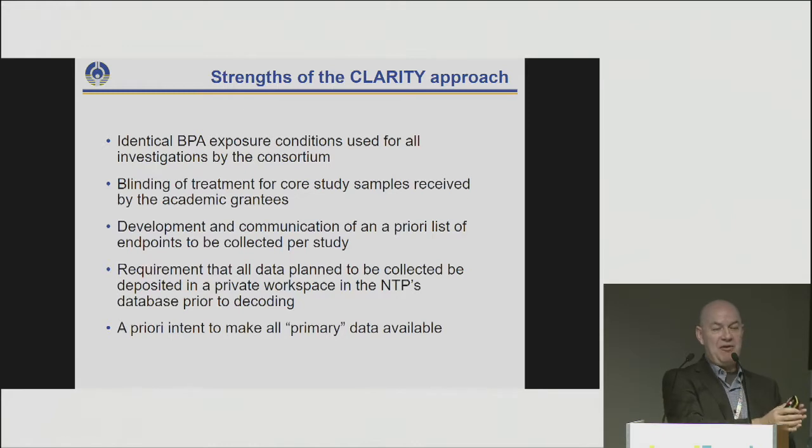And the way it worked out was that the data was sent into NTP. There was a team there to ensure that all samples were being collected. Somewhat like GLP, there were explanations of why a certain endpoint wasn't collected or an animal was missing. And then once those had been resolved, we decoded and sent the data back to the grantee. And again, this requirement that all data be collected in a centralized repository really, I think, has facilitated this, because we're now at the point where we can just easily make that release.